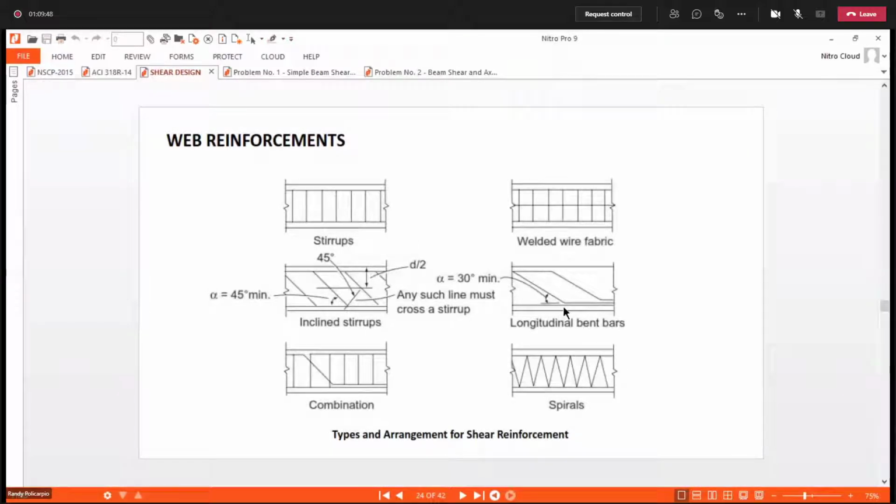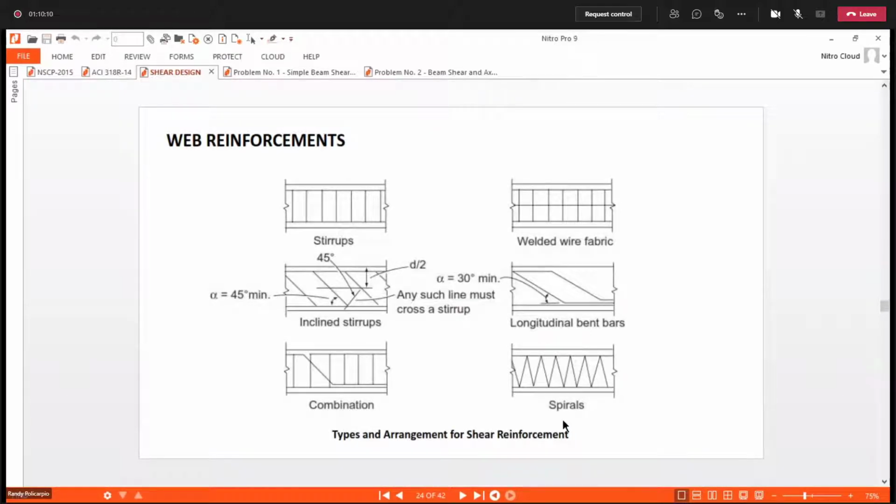angle of inclination. Okay, so in putting web reinforcement, it can be vertical, it can be inclined, or a combination of vertical and bent up. So you may actually use that.